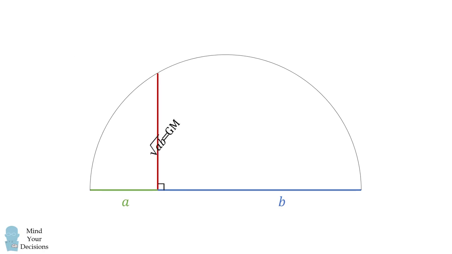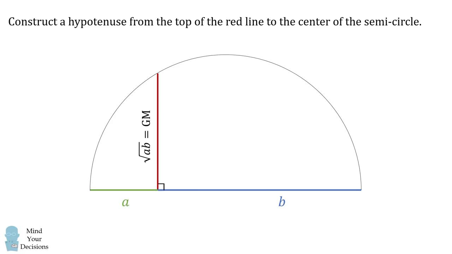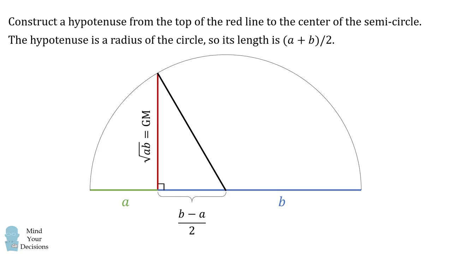Now let's construct the harmonic mean. But before we do that, let's relate the geometric mean to the arithmetic mean. We'll construct a hypotenuse from the top of this red line to the center of the semicircle. The hypotenuse is a radius of the circle, so its length is equal to the arithmetic mean, which is a plus b over 2. And from this diagram, we can deduce that the arithmetic mean is always greater than or equal to the geometric mean.